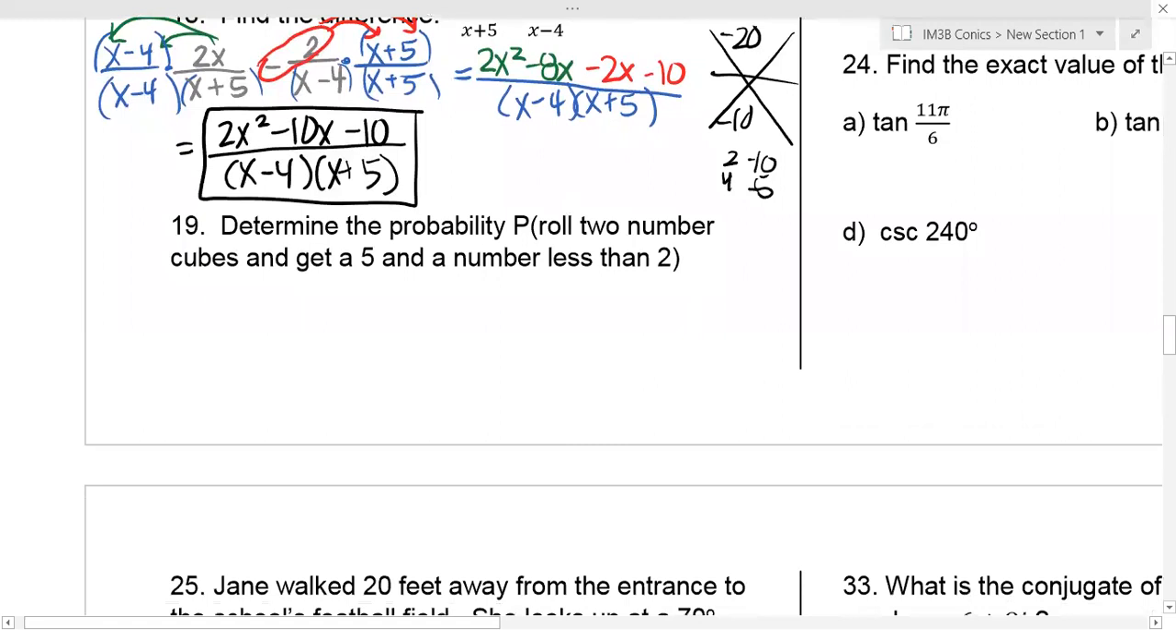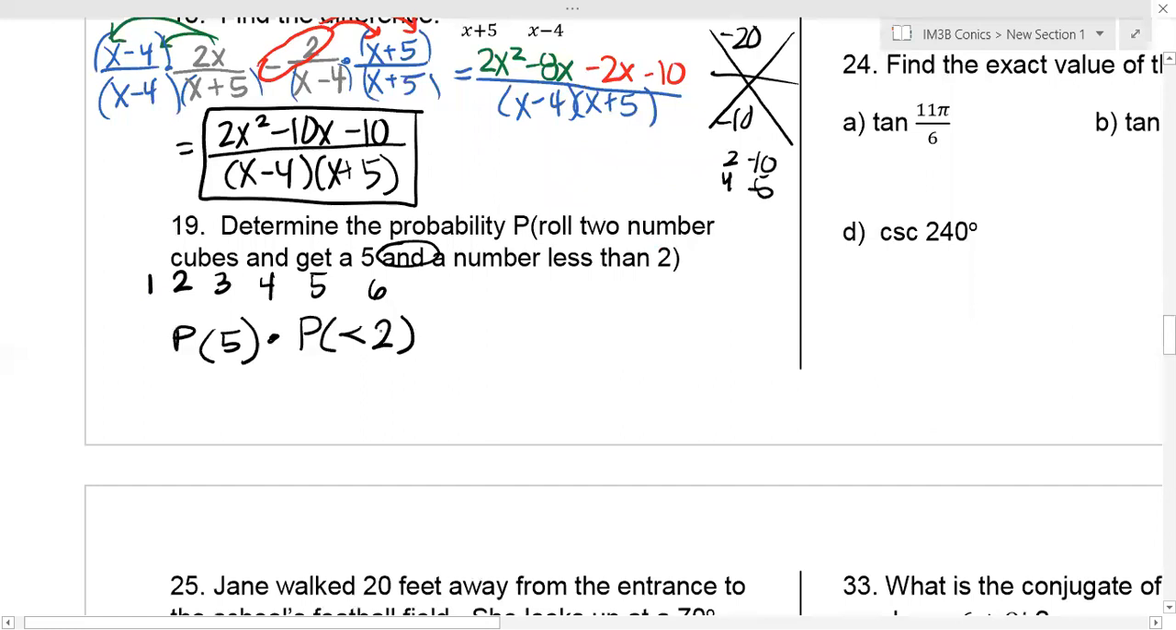For 19, we're finding a probability. We're rolling 2 number cubes, so a die. Those have the numbers 1 through 6 on them. And when it's an "and" probability, that means we're multiplying. So we're finding the probability that we get a 5 and the probability we get a number less than 2.